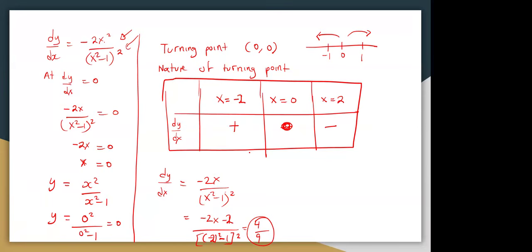Now, from there, you need to know, how does the gradient move? When I have a positive gradient, my line will always look like that. When I have 0, I have a line like that. When I have a negative, my gradient will look like that. That means that the nature of your curve will look like that. So it's going to be a maximum. So that means that the nature of that turning point is going to be a maximum.